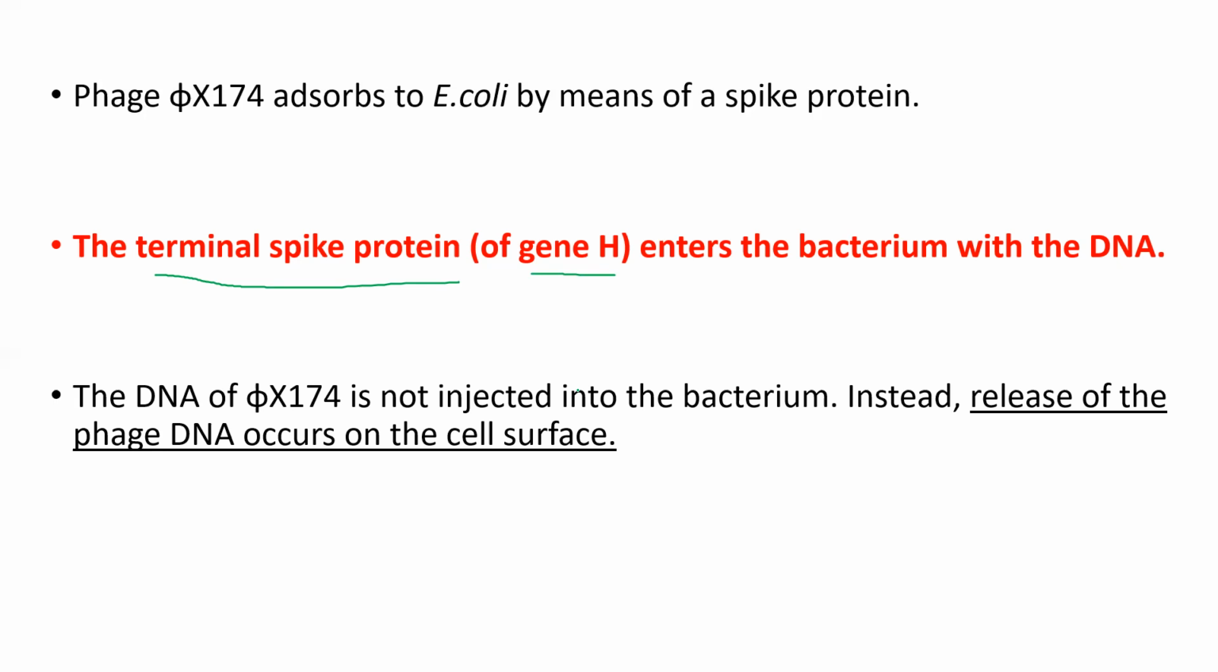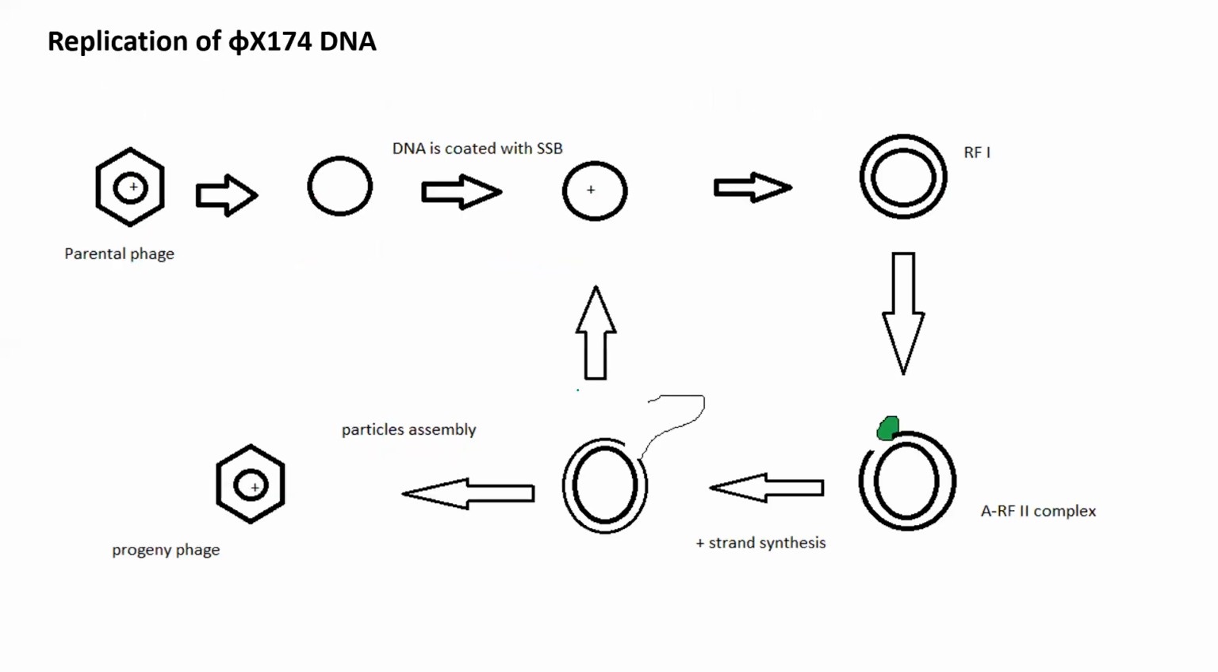This is known because shortly after adsorption of the ΦX174 phage particle to a bacterium, the phage DNA can be digested if DNase is added to the suspending medium. Such DNase enzyme sensitivity is not true of any of the tailed phages which inject their DNA into the bacteria. Removal of the coat protein is coupled to replication of the parental DNA. Now we'll see the replication of ΦX174.